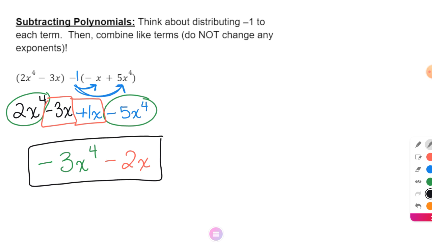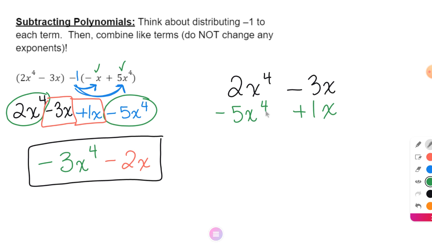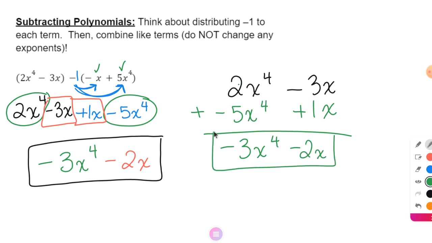Okay, if you're doing this vertically, 2x to the fourth minus 3x. And then again, remember, we're subtracting, so I'm going to change these signs. This becomes plus 1x, and I'm putting it under my x term. And this positive 5x to the fourth became negative 5x to the fourth. 2 plus negative 5 is negative 3, x to the fourth. Negative 3 plus 1 is negative 2x. And you're done. Again, two ways to solve the same problem. You choose what works best for you.